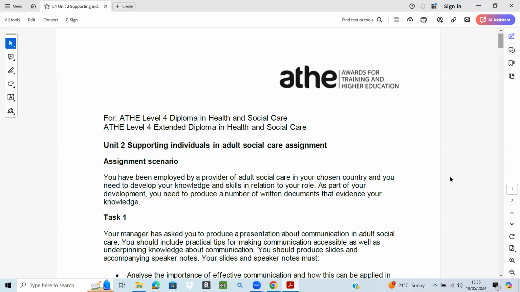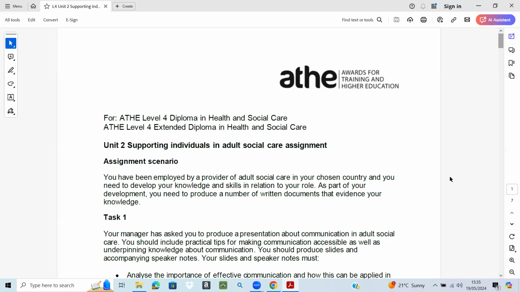We also discussed some of the barriers, like a language barrier, which we overcome by using a translator or visual aids. Another important aspect was active listening. Then we discussed assistive technology, which is very important in health and social care these days, so we could use it in communication.